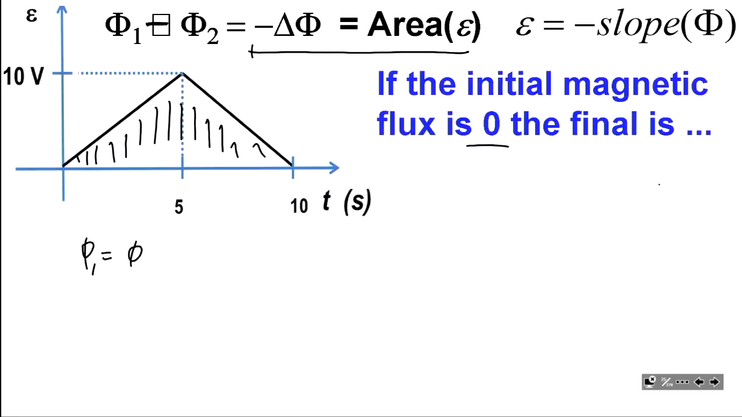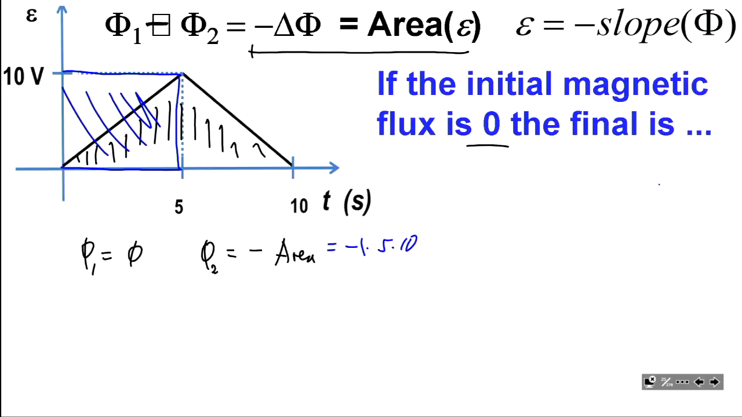So if we want to calculate the final, it's going to be equal to negative 1 times area. And how do we calculate area? Well, we can break it into 2 triangles, or we can see the symmetry, and the symmetry here says the area of these 2 triangles is equal to the area of this one rectangle. So negative 1 times 5 times 10, negative 50 Weber, Wb.